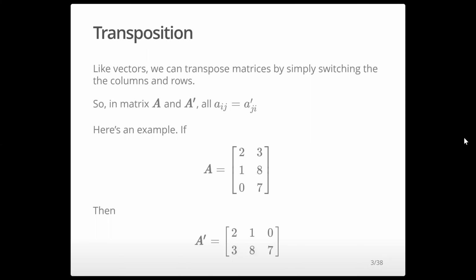We can also transpose any matrix, just like we did with a vector. What we do is basically switch the indexes around. If we transpose matrix A into A prime or A transpose, then Aij equals A transpose Ji. Here's an example where we have a matrix that's 3 by 2. We transpose it into a 2 by 3 matrix where the first row is equivalent to the first column of the original matrix.